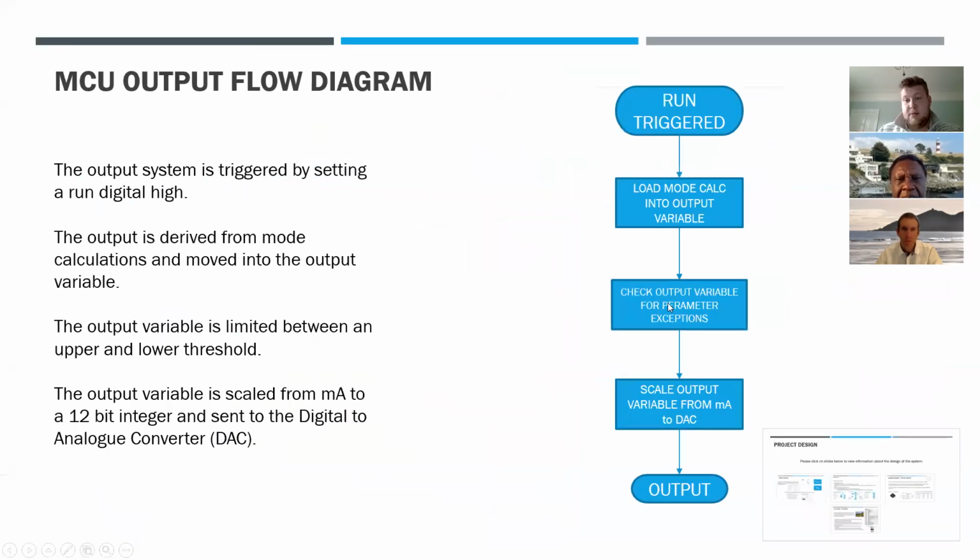And then this is just the output flow diagram. So when I click run on the LCD, it loads the calculations into the output variable. And then it scales the output variable, to make sure that it's between 4 to 20 milliamps output, and then it outputs it to a 12-bit DAC.